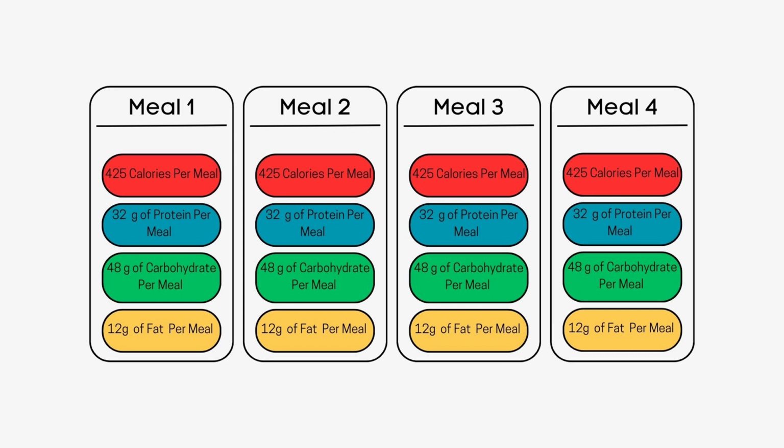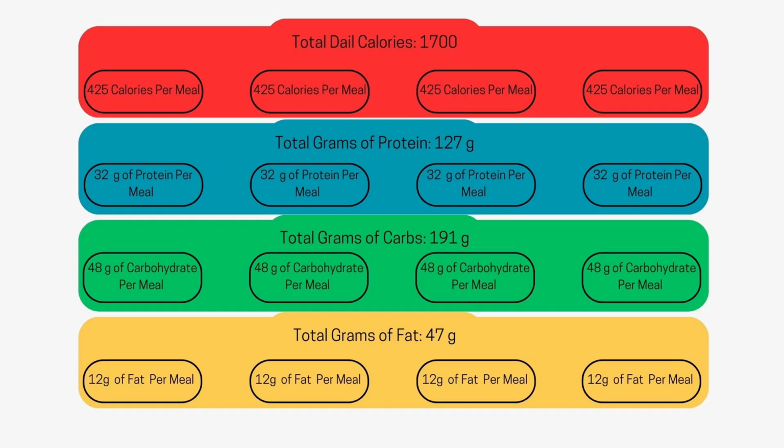By dividing our daily totals into 4 separate meals, we are now going to have about 425 calories per meal. We're going to have about 32 grams of protein per meal, about 12 grams of fat per meal, and 47 grams of carbohydrate per meal, right? That takes that massive number of a daily total, 1,700 calories, 127 grams of protein, and makes it much more manageable, right? 425 calories, 32 grams of protein is a much more manageable chunk of information that we can then just follow or abide by as we go on throughout our day.